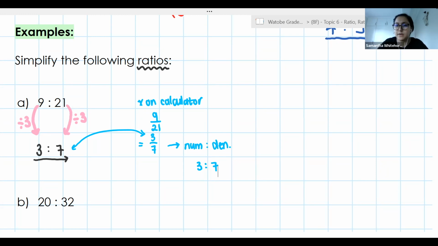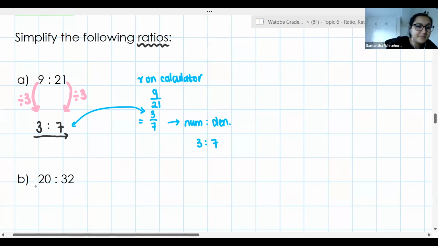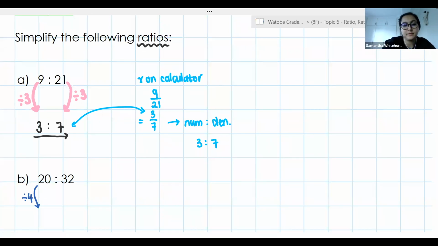Right, would anyone like to raise their hand to try and give me an answer here? Okay, Vele, what can we do here to simplify? I said 20 divided by 4 is equal to 6, and 32 divided by 4 is equal to 9.